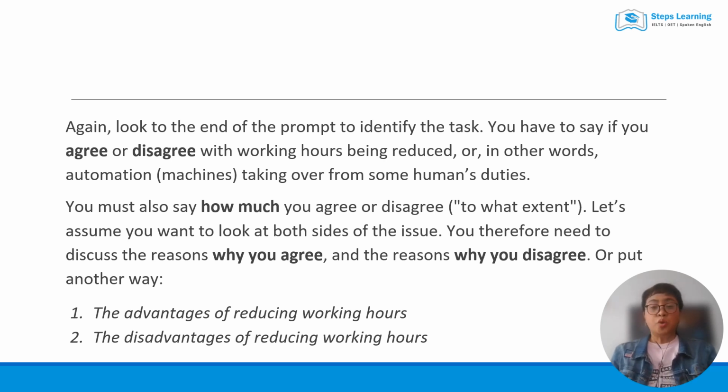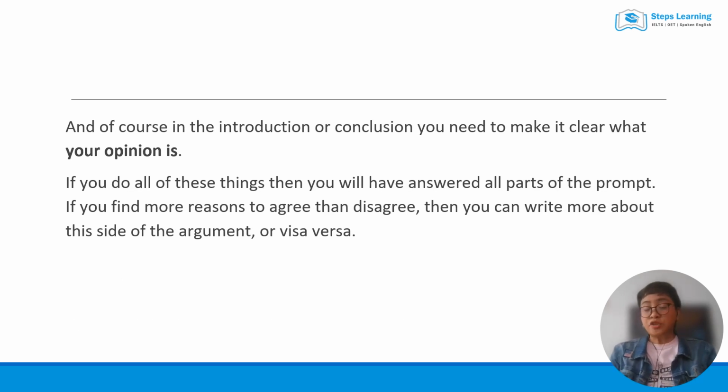So let's assume you want to look at both sides of the issue. You therefore need to discuss the reasons why you agree and the reasons why you disagree, or put another way, first, the advantages of reducing working hours, and second, the disadvantages of reducing working hours. And of course, in the introduction or conclusion, you need to make it clear what your opinion is. If you do all of these things, then you will have answered all parts of the prompt. If you find more reasons to agree than disagree, then you can write more about this side of the argument, or vice versa.